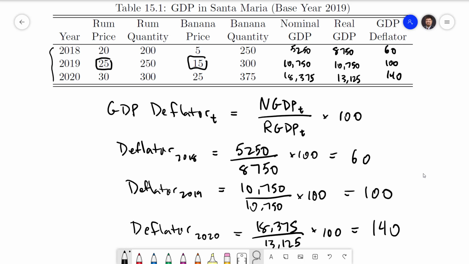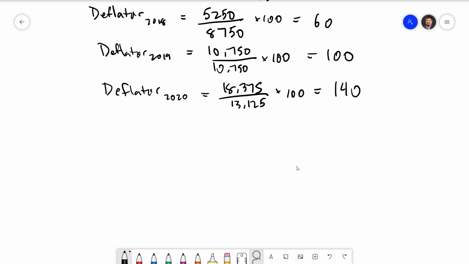If the GDP deflator is above 100, that means the price level is greater in the current year than it was in the base year. If the deflator is less than 100, that means that the overall price level in the current year is lower than in the base year. In our example, we can see that the price level has been increasing year to year because the deflator is going up. To calculate how much the price level is increasing year to year, we can calculate the inflation rate.